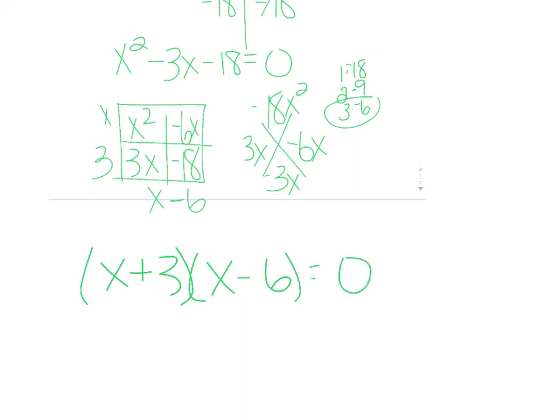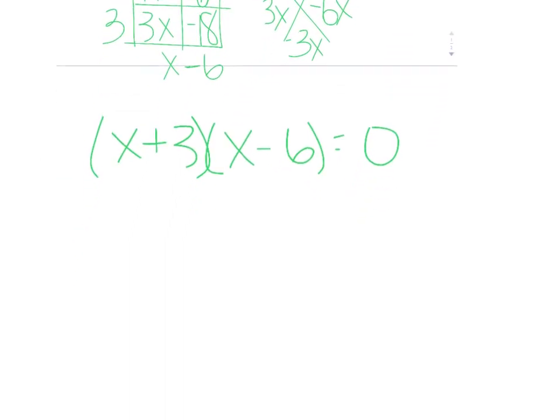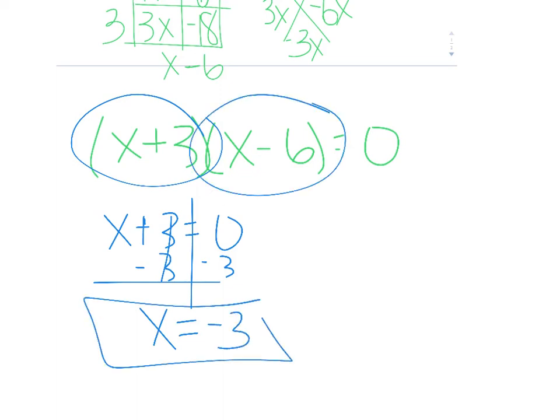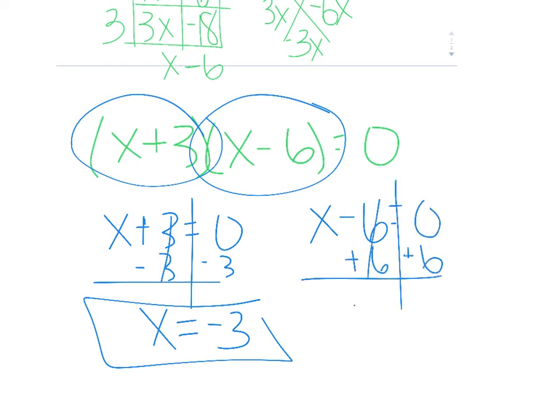So like we just did with the previous problems, we're going to solve for x. I'm taking x plus 3 equals 0. I'm going to subtract 3 from both sides to get x equals negative 3. Second parenthesis, x minus 6 equals 0. I'm going to add 6 to both sides to get x equals 6. And again, if you are aware that you're basically taking the opposite, especially when x is by itself in the front there, you can automatically just take the opposite.